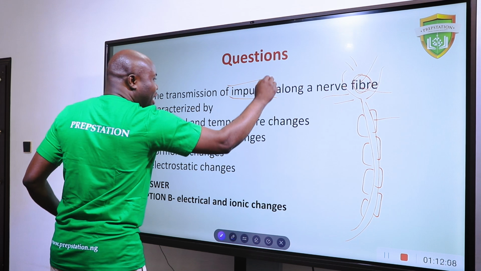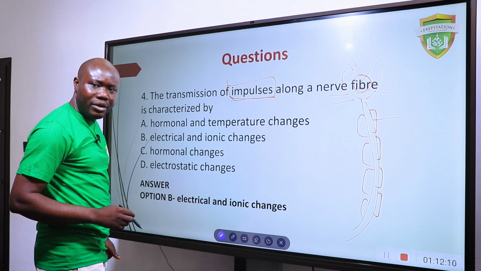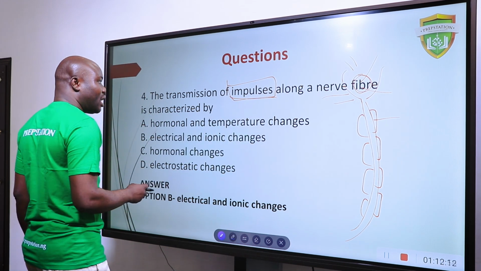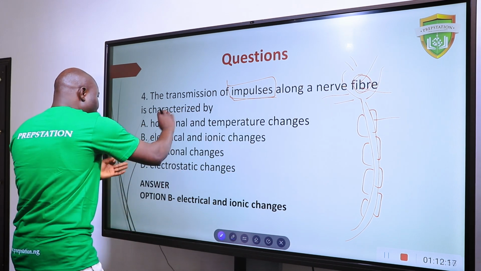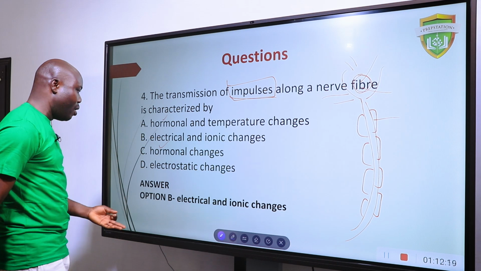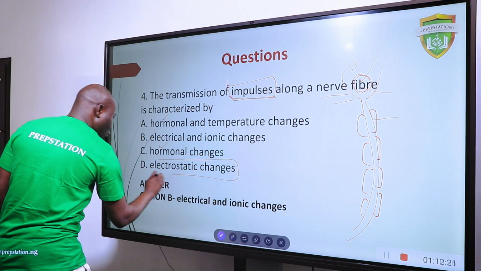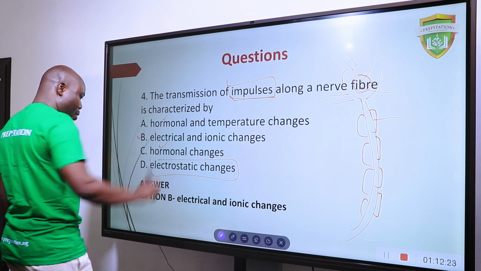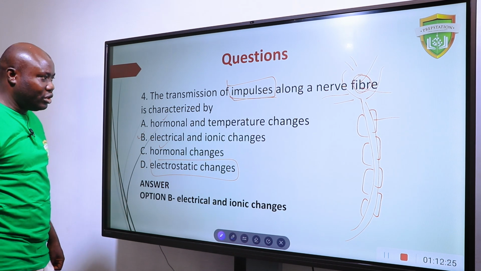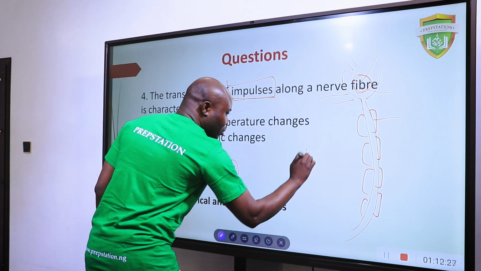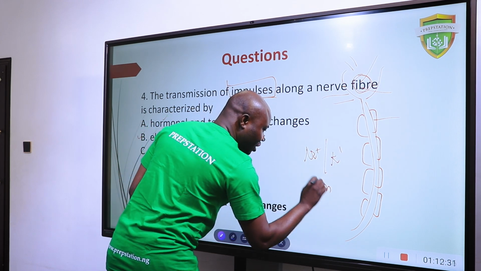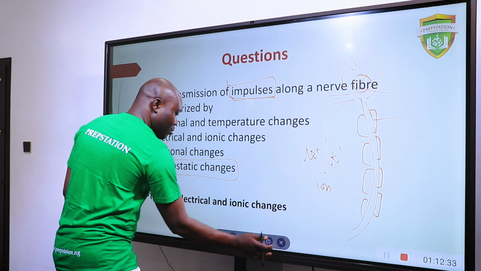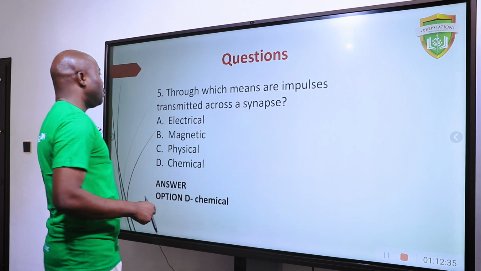That is not endocrine. This is not endocrine. Are you getting my point now? Endocrine would only send chemicals. Hormone is chemical. This is also chemical. But this is electrostatic changes. No. So our answer is B, electrical and ionic changes. Remember, I also told you about sodium and potassium ion. So this is ionic changes. Okay, let's move on. Number 5.